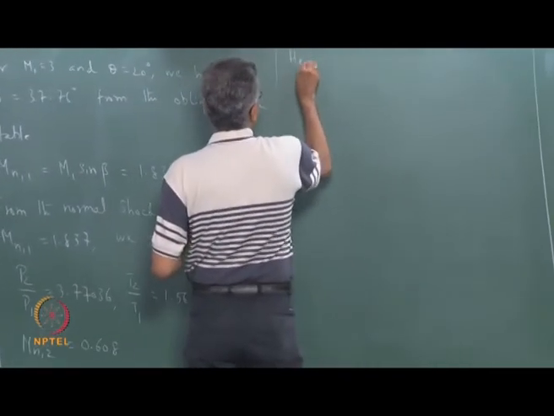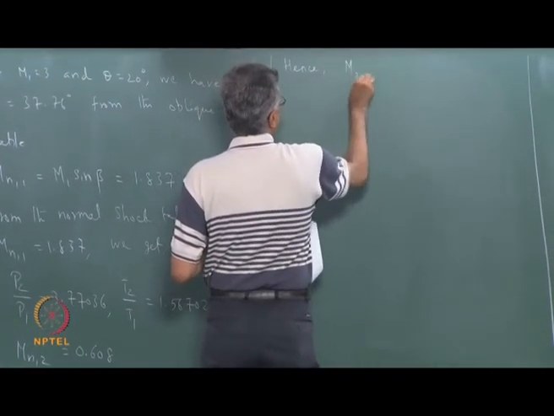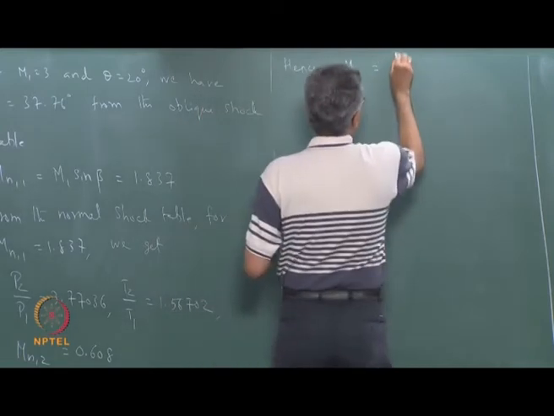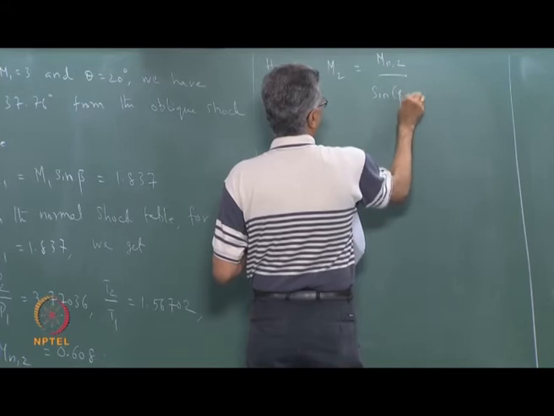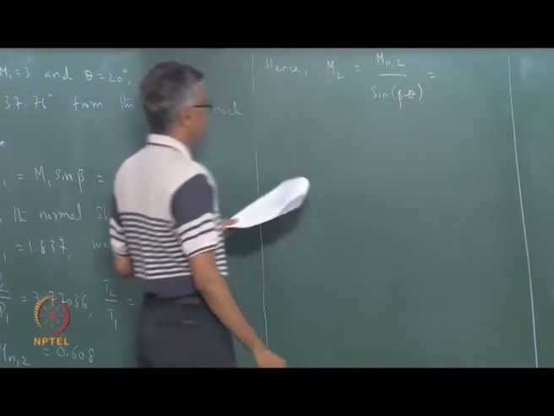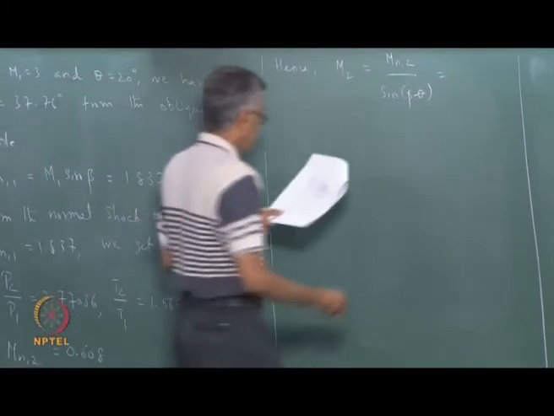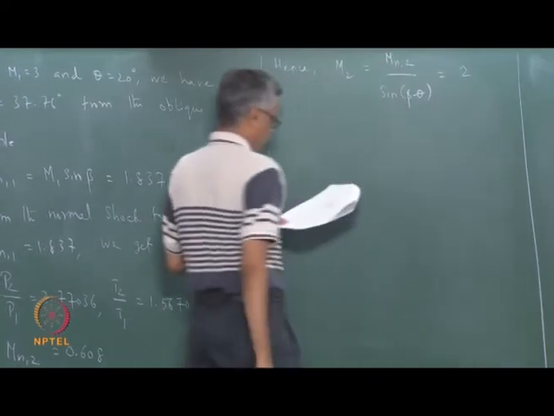Hence, we can calculate M2, which is equal to Mn2 divided by sine of beta minus theta. We derived this relationship yesterday. So, we get M2 to be equal to 2.